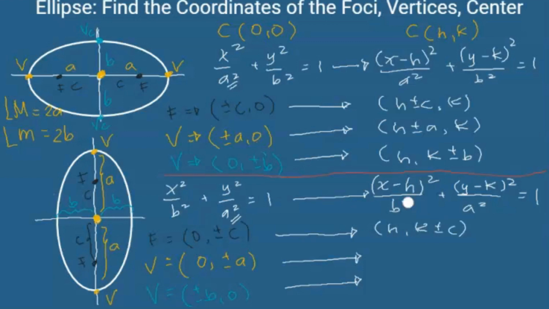For the major vertices, the coordinates would be at h and then k plus or minus a. And the minor vertices coordinates would be at h plus or minus b and k.